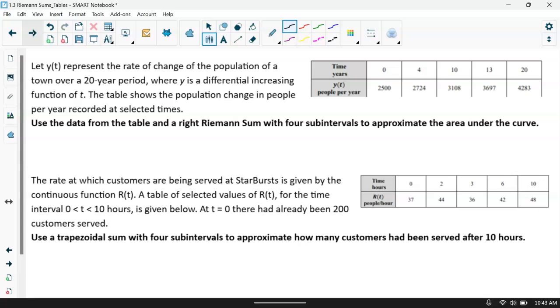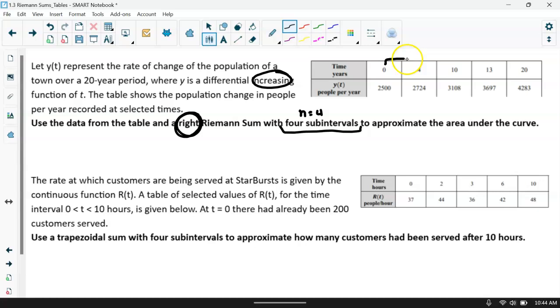So here, now this is focusing on the rate of change of a population over a 20-year period. So here we go, 0 to 20. Where y here represents our people per year and differential function, increasing function. So again, we're increasing. We're going to use the data from the table and find using a right Riemann sum with 4 subintervals. So n is equal to 4 to approximate the area under the curve from 0 to 20. So we're focusing on the entire section here.